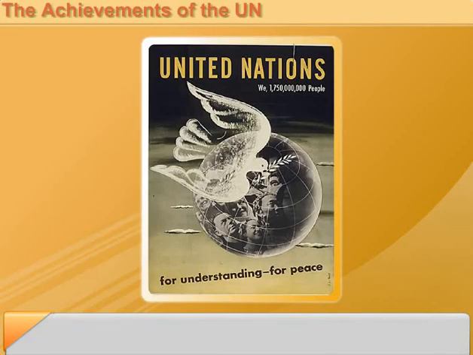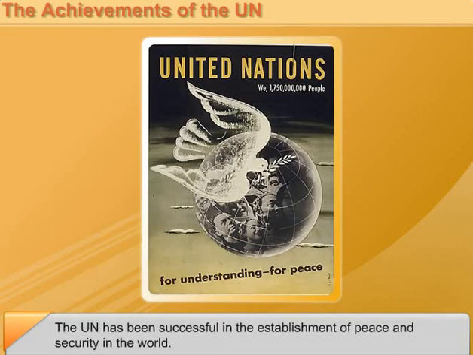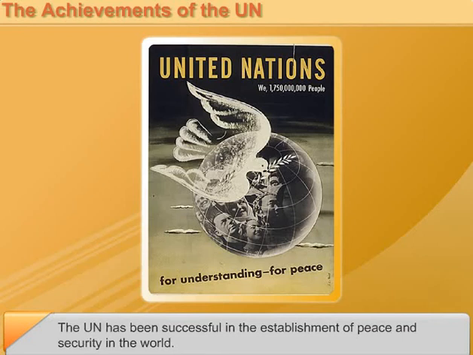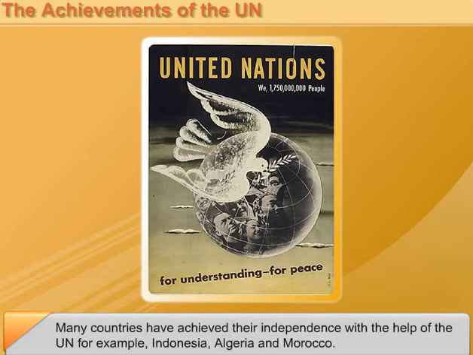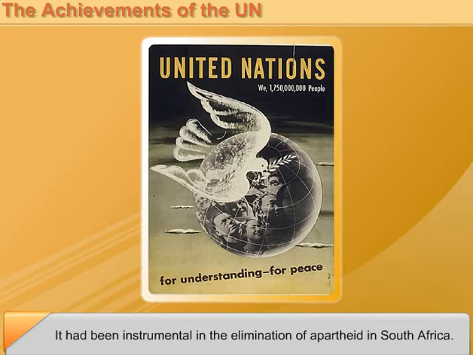The achievements of the UN. The UN has been successful in the establishment of peace and security in the world. The UN has taken effective action to restore peace after the Korean War, the Suez Canal crisis, and the Gulf War. Many countries have achieved their independence with the help of the UN, for example, Indonesia, Algeria, and Morocco. It had been instrumental in the elimination of apartheid in South Africa.